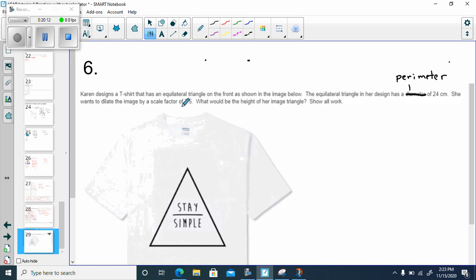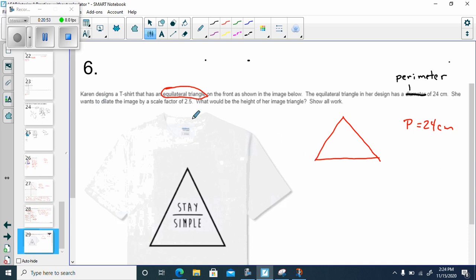Karen designs a t-shirt that has an equilateral triangle. Equilateral triangle. Now, that means all the sides on that triangle are the same length, right? Equilateral, equal sides. All three of the sides are the same length. The equilateral triangle in her design has a, and I know it says diameter, it should say perimeter of 24. A perimeter equals 24, okay, 24 centimeters. That means if I'm counting around the sides, these three sides are going to add up to 24, okay?